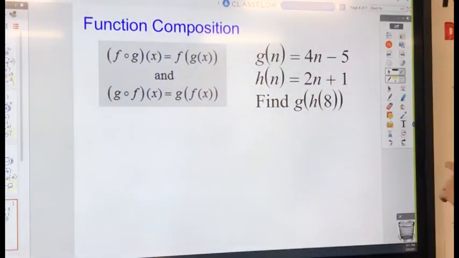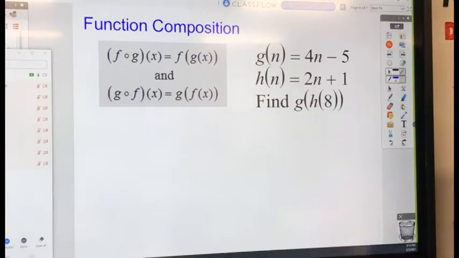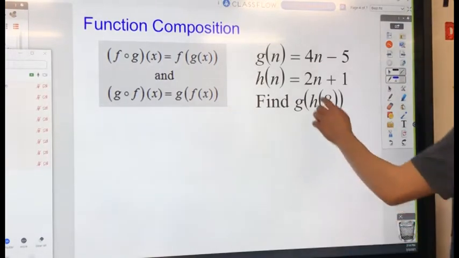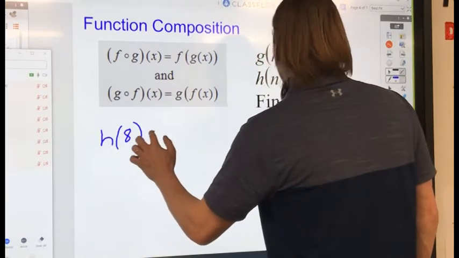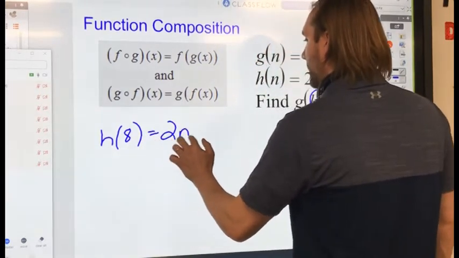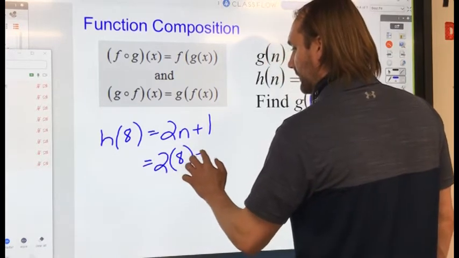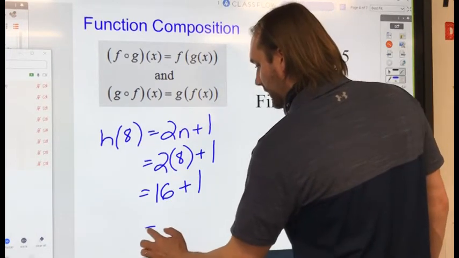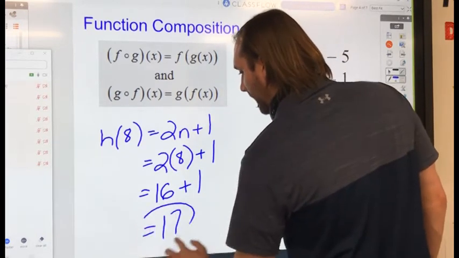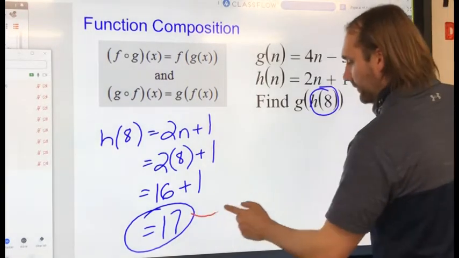All right, so while I take attendance, let me have you find g of h of 8. What function do I want to evaluate first? H of 8, right? Yeah, h of 8. My h function is 2n plus 1, so that's equal to 2 times 8 plus 1, which is 16 plus 1, which is 17. So h of 8 is 17. What do I do with this value?